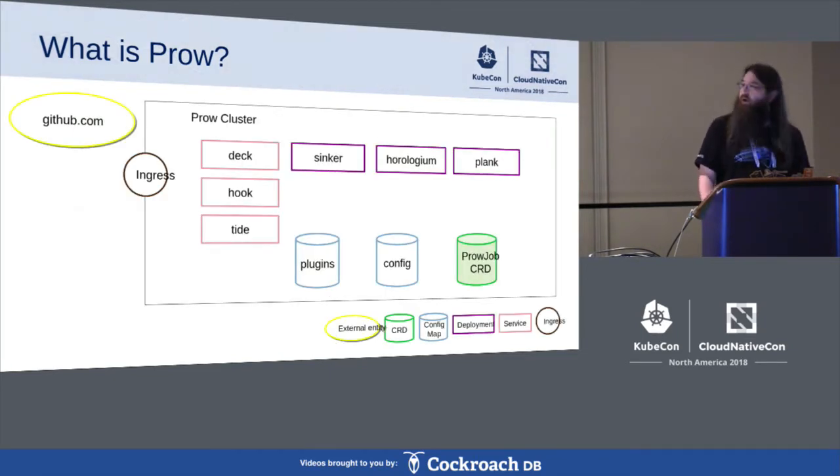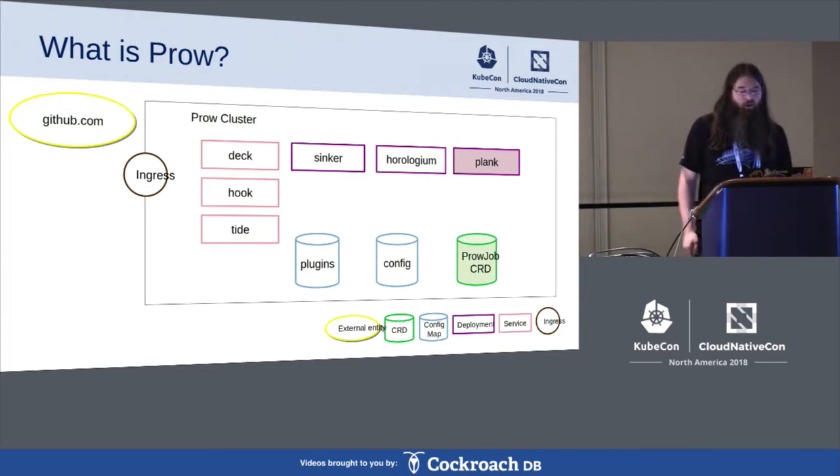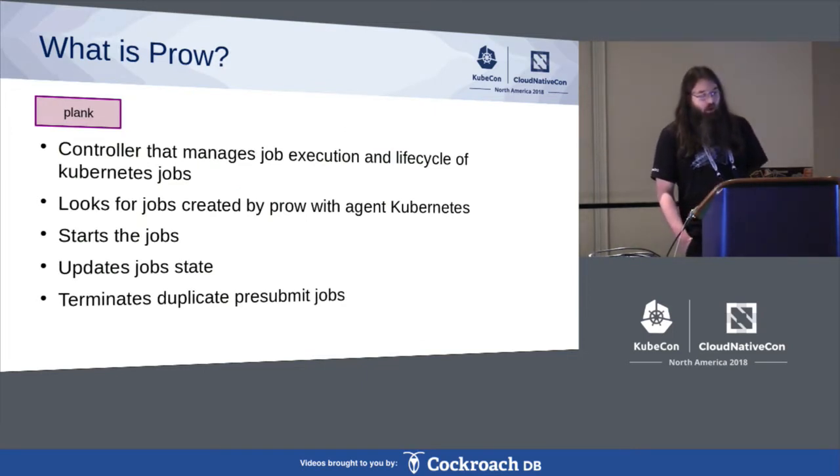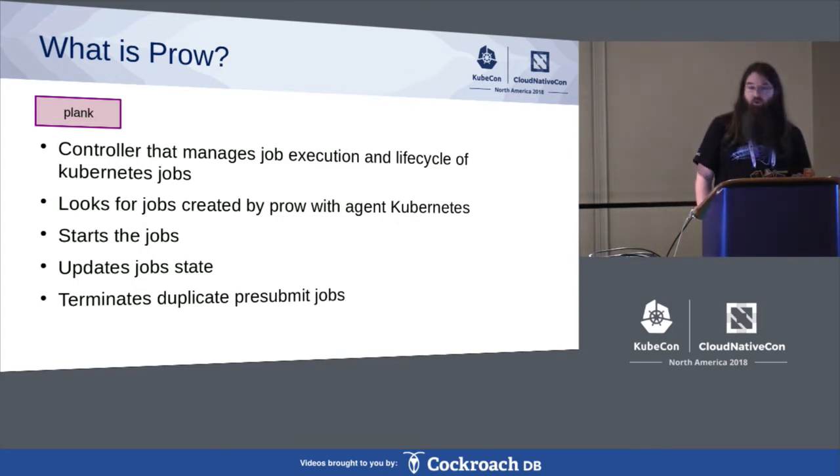So what do we do from here? From here, we're going to have Plank, which is kind of the core of running the jobs within a Prow cluster. Plank is sitting there watching for changes to the CRD, and it's going to pick this up, execute the job and manage the lifecycle of it. It's looking for jobs that were created by Prow.